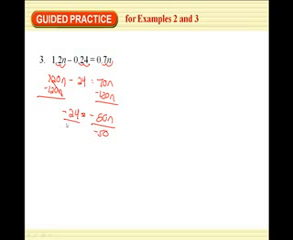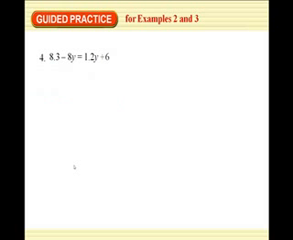Divide by negative 50. 2 negatives make a positive. Cut them both in half. 12/25ths, and then the book might even have that as a fraction, which is 0.48. And you just divide that. 12 divided by 25, and that gets you the 0.48.